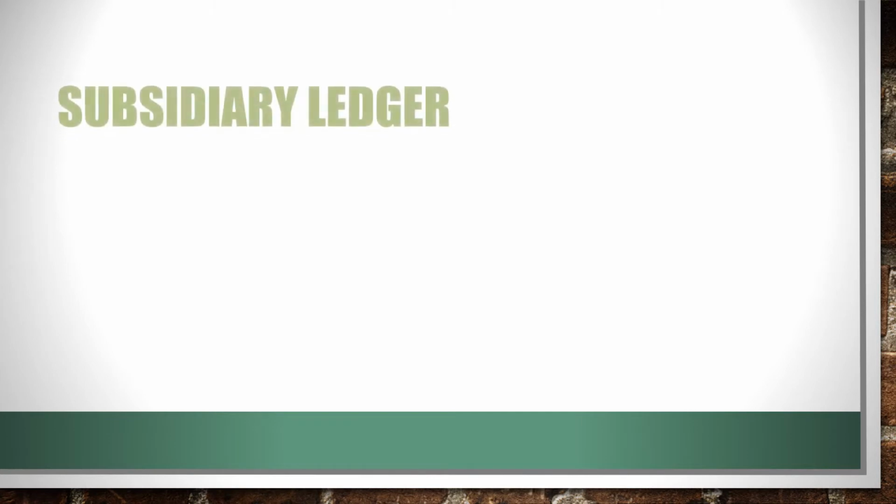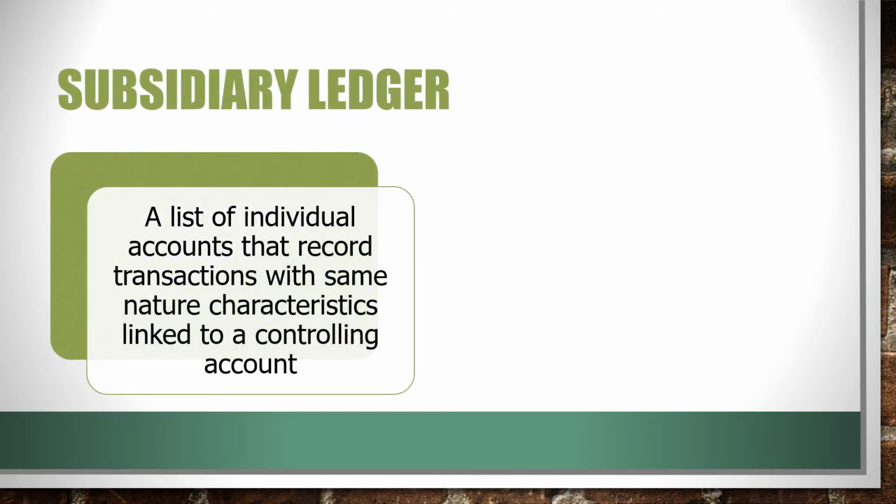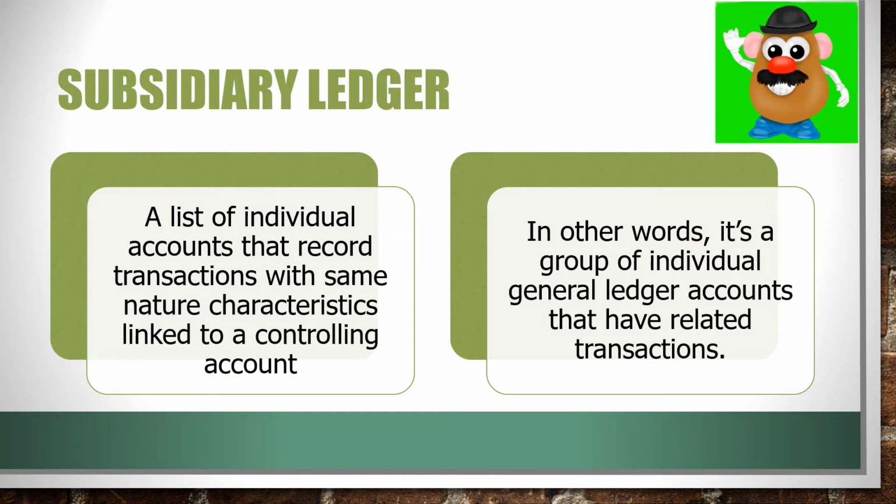Subsidiary ledger. A subsidiary ledger is an addition of general ledger used for recording each accounts receivable and accounts payable in detail separately. A list of individual accounts that record transactions with same nature characteristics linked to a controlling account. It's a group of individual general ledger accounts that have related transactions.